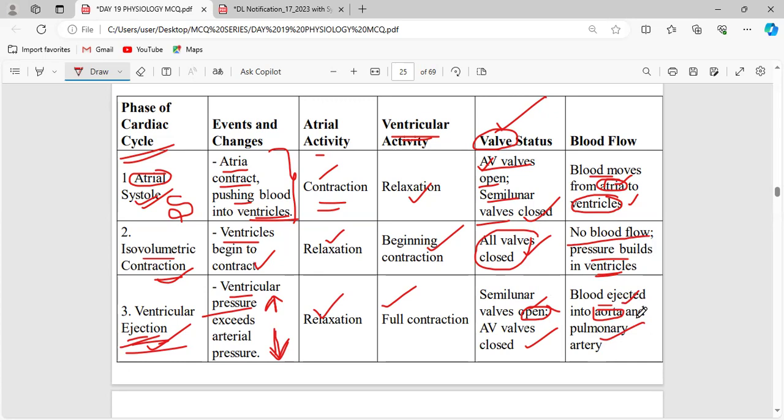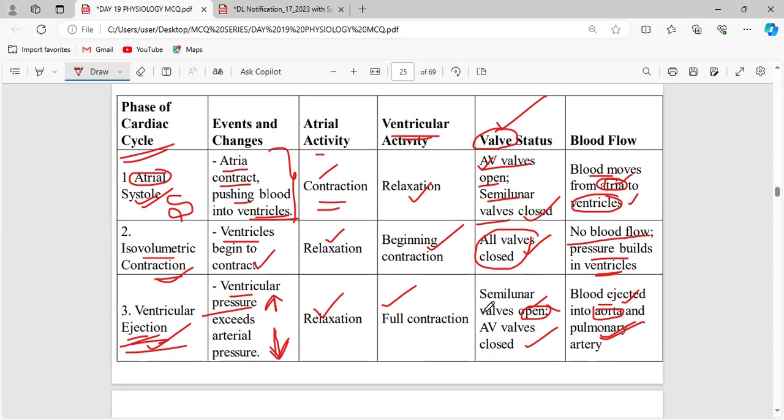See, through the aorta, the blood will reach all the cells within the body, and with the help of the pulmonary artery, the blood will reach the lungs. Okay, this is what happens in the ventricular ejection.